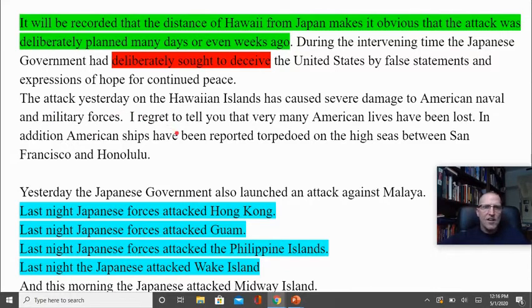The attack yesterday on the Hawaiian Islands has caused severe damage to American naval and military forces. I regret to tell you that very many American lives have been lost. In addition, American ships have been reported torpedoed on the high seas between San Francisco and Honolulu. Yesterday, the Japanese government also launched an attack against Malaya. Last night, Japanese forces attacked Hong Kong. Last night, Japanese forces attacked Guam. Last night, Japanese forces attacked the Philippine Islands. Last night, the Japanese attacked Wake Island. And this morning, the Japanese attacked Midway Island.